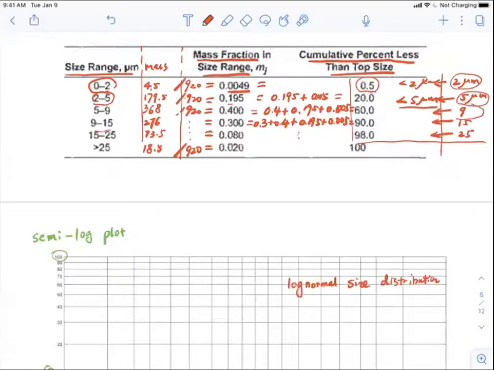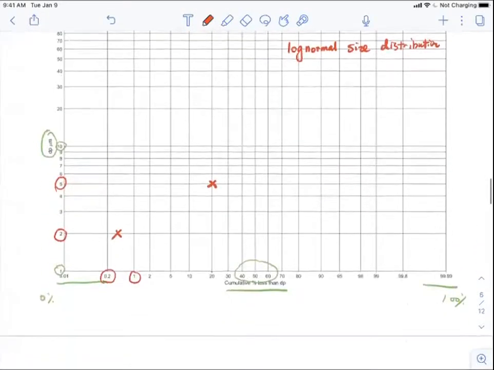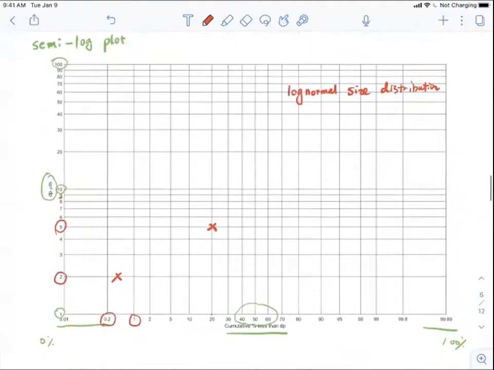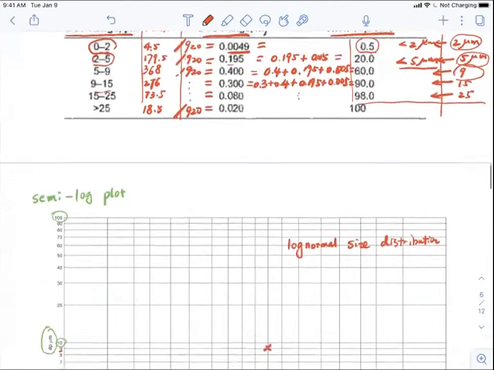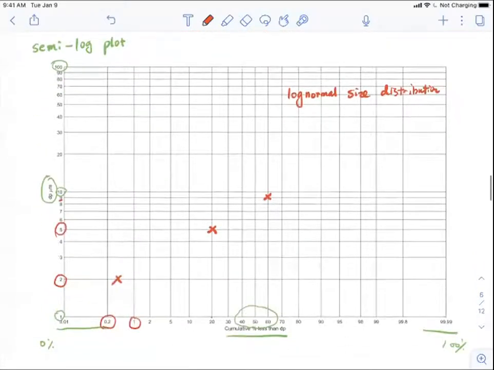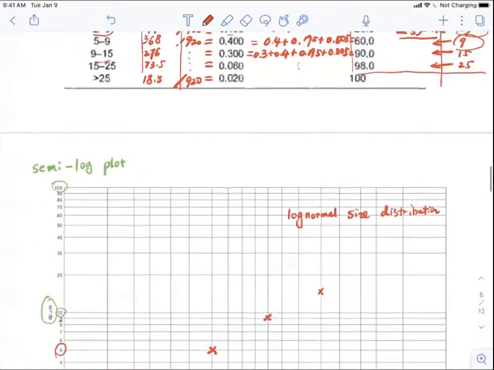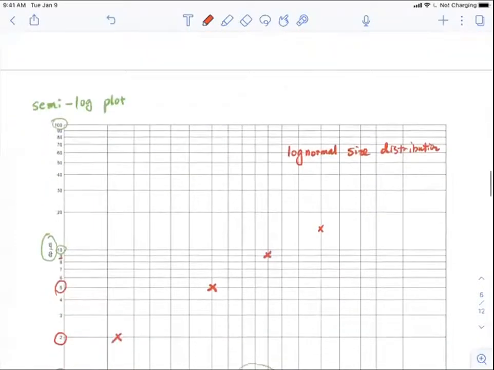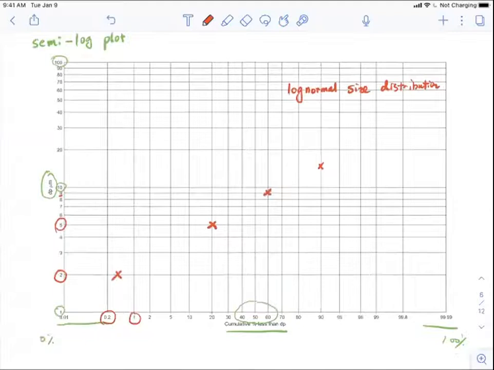And then we have 9 micrometers, right? 9 micrometers here is corresponding to 60%. It's here. Okay, and then 15 microns, that's 90%. 90% is here, and 15 is here. Okay, and then 98% corresponds to 25 micron. So it's going to be somewhere here.